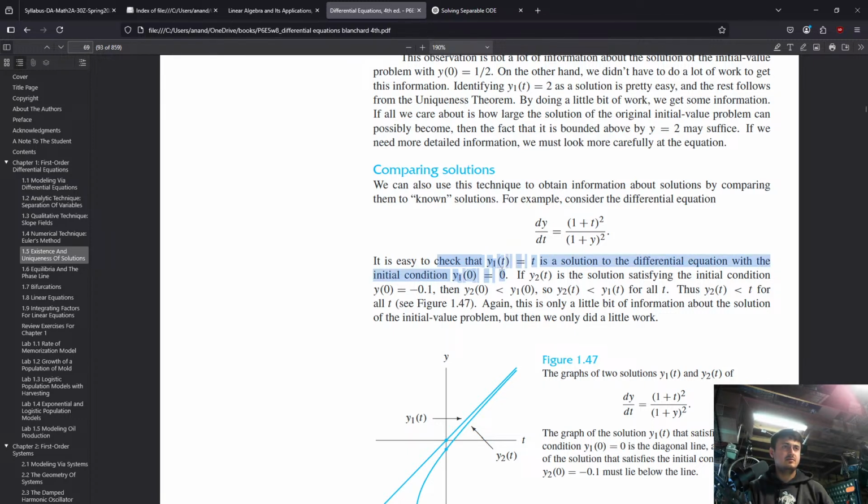And if y2 of t is the solution satisfying the initial condition y of 0 is equal to minus 0.1, then y2 of 0 is less than y1 of 0. So for all t, it's going to be less than it. Okay, yeah.